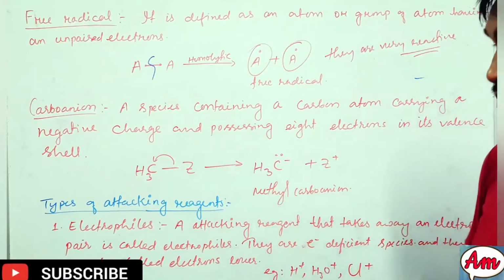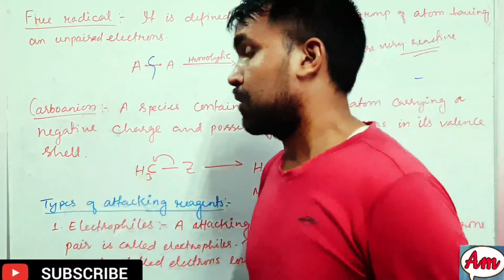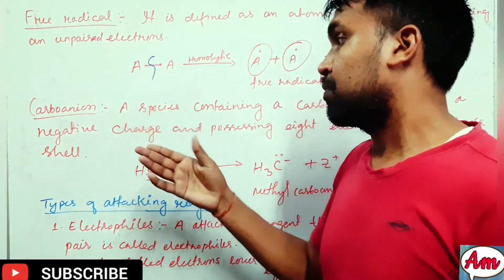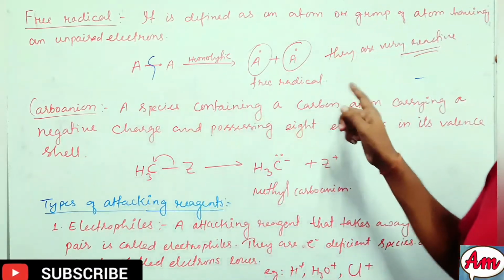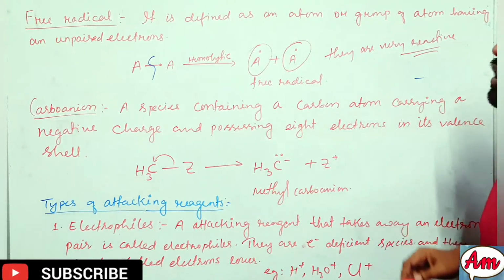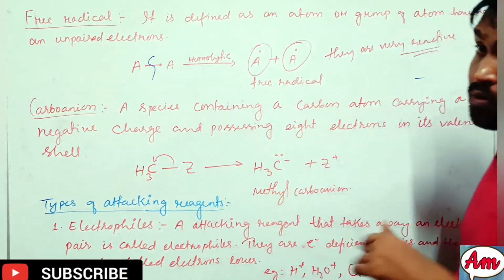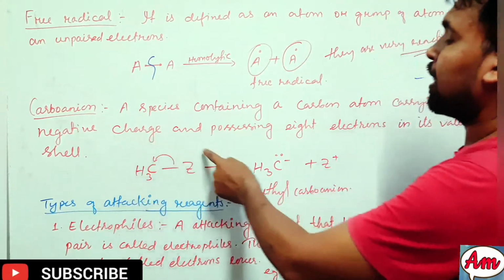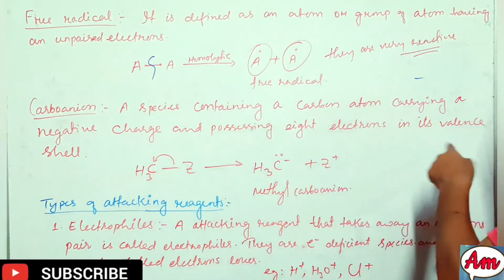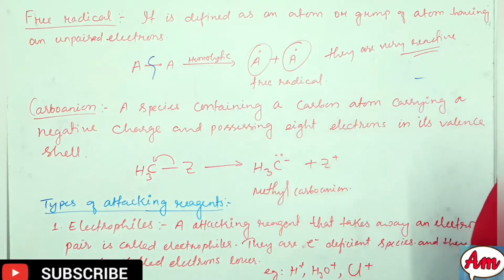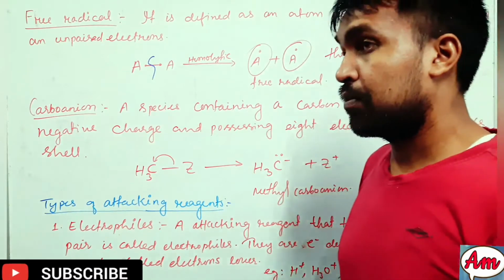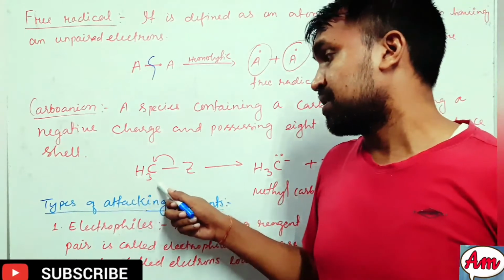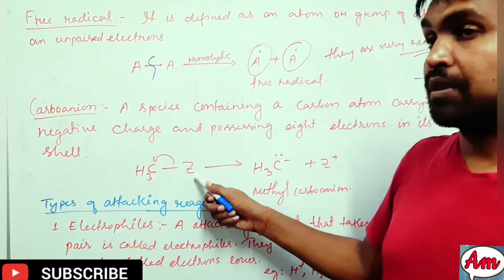Okay, now carbanion. Carbocation I have already discussed a few minutes before. So what is a carbanion? A species containing a carbon atom carrying a negative charge. Carbocation was carrying a positive charge. Here it is carrying a negative charge and possessing 8 electrons in its valence shell. Okay, so that is called a carbanion.